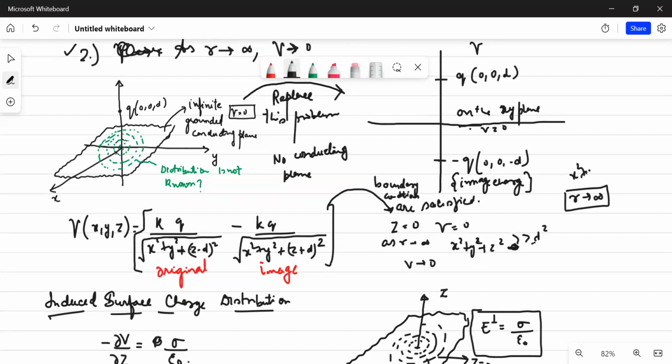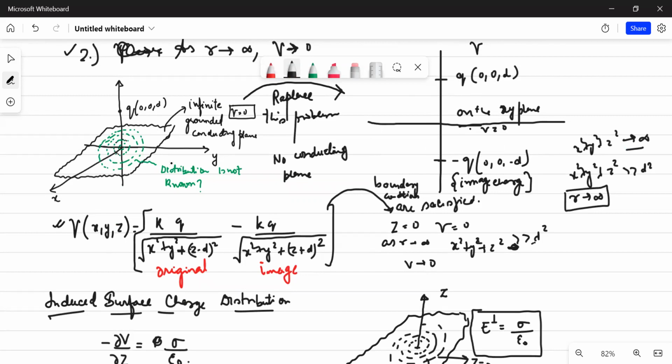that is, when x squared plus y squared plus z squared is very, very large compared to d squared, the distance between the plane and the charge q, or you can say as x squared plus y squared plus z squared go towards infinity, this particular term would become 0, and this particular term would become 0. That is, the potential satisfies my initial boundary conditions. Okay, so if I have replaced this system by this equivalent system, my boundary conditions are unperturbed. So the boundary conditions are being satisfied.